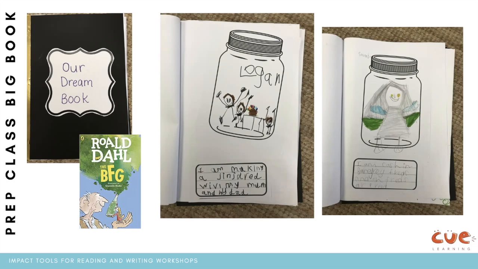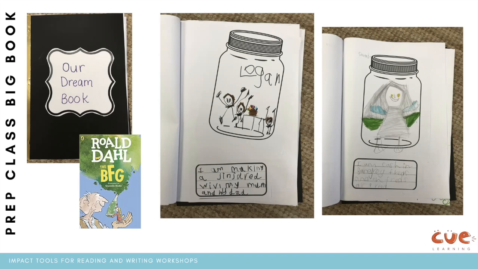So this was made just on the day. They made their dream book, just using the idea of having a dream jar from the BFG. And after reading that part of the book, you can see they've been given some parts. So they've been given a jar template where they've got what they are dreaming about in there, and then they've got some paper choice below them. So these pieces have been stuck in separately, where they've written in what I'm making a gingerbread with my mum and my dad.